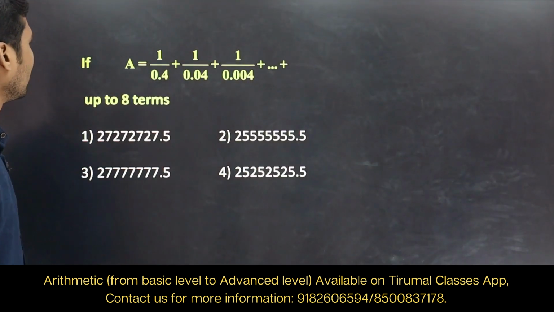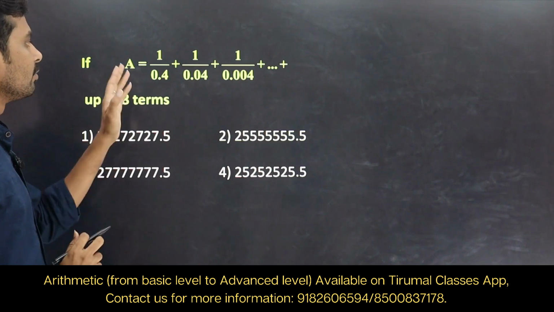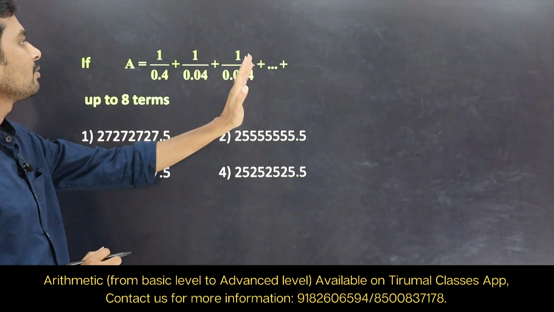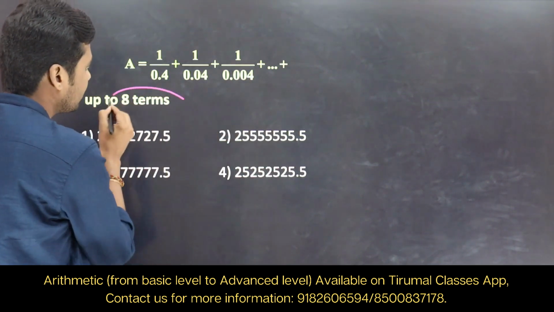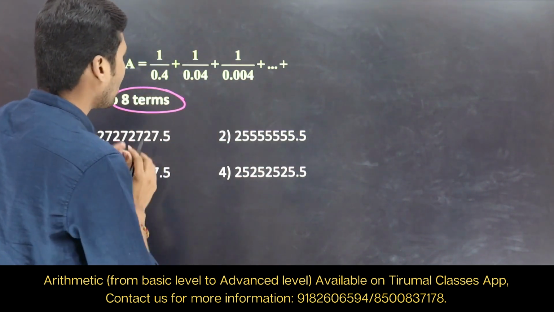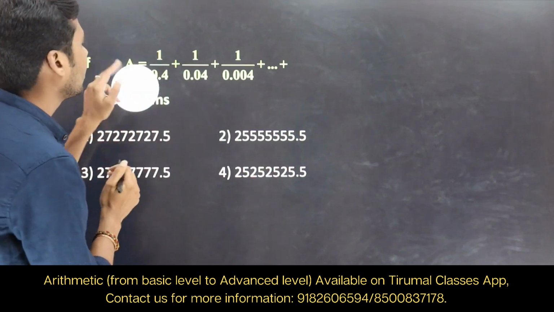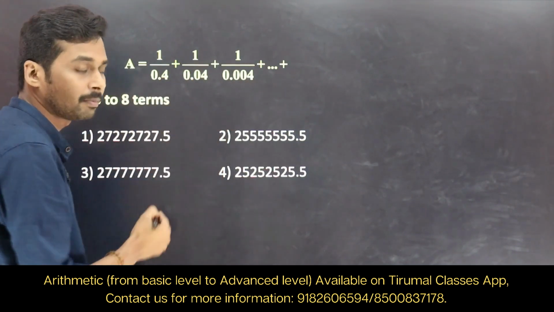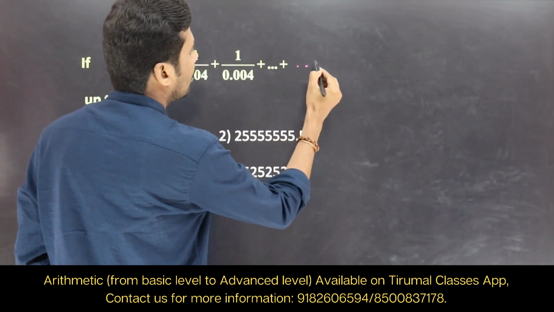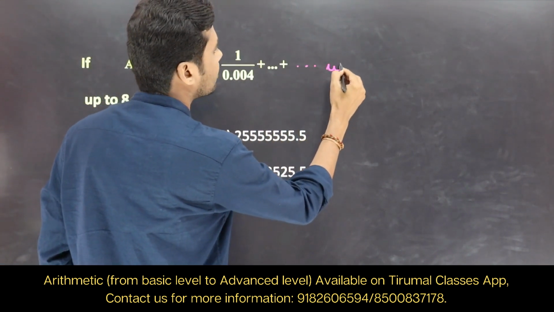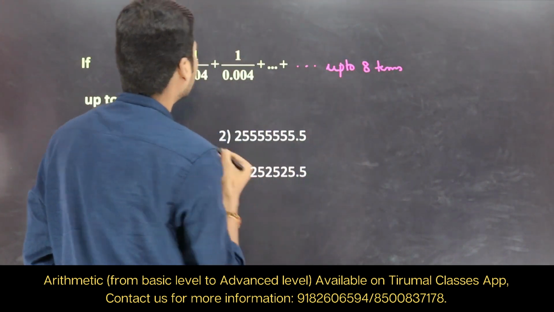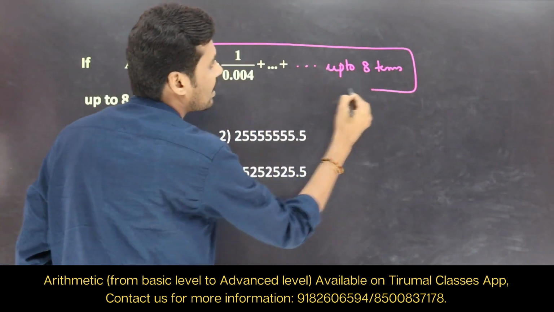You see this example. A value is given as 1 by 0.4 plus 1 by 0.04 plus 1 by 0.004 plus up to how many terms? 8 terms. Okay, a problem is given like this. So A is given as 1 by 0.4 plus 1 by 0.04 plus 1 by 0.004. Likewise, if I add that up to 8 terms, then what is this complete expression's value?